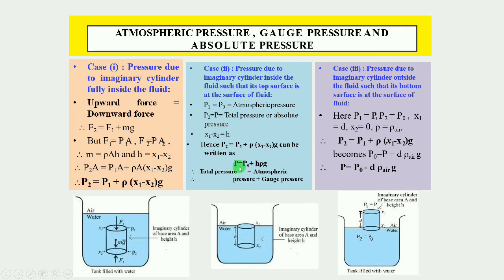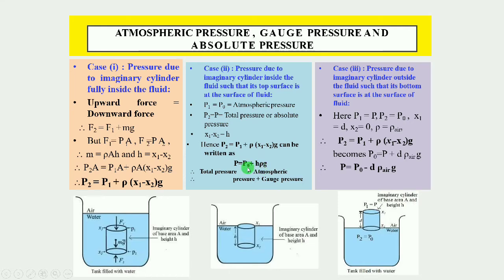So our equation will become P equal to P0 plus rho. This difference is nothing but h, so you can write it as hg here. So this P is the total pressure, which is also known as absolute pressure. This pressure is actually the sum of atmospheric pressure P0 and h rho g, which is known as gauge pressure.